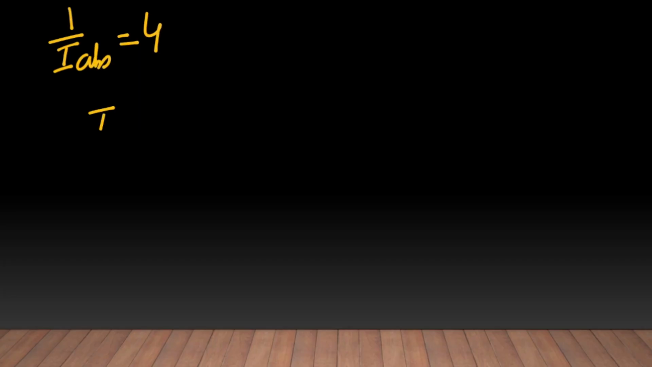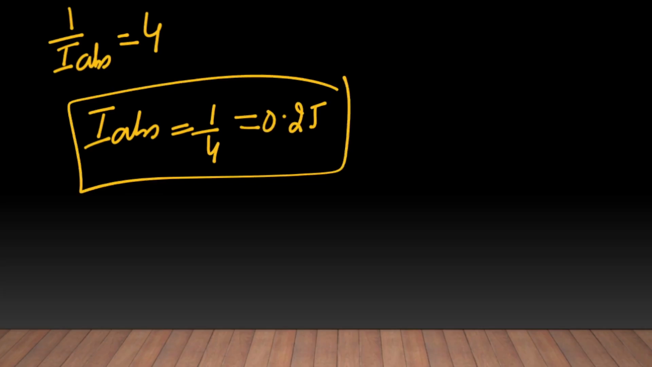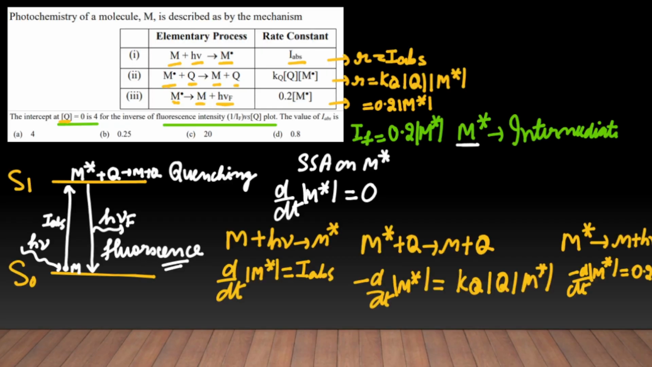So from here the I observed value is 1 by 4, which is equal to 0.25. So this is going to be the I observed value, and this was what we were asking, the value of the I observed, which is 0.25. Option B becomes the correct answer. Okay, so I hope all of this is clear.